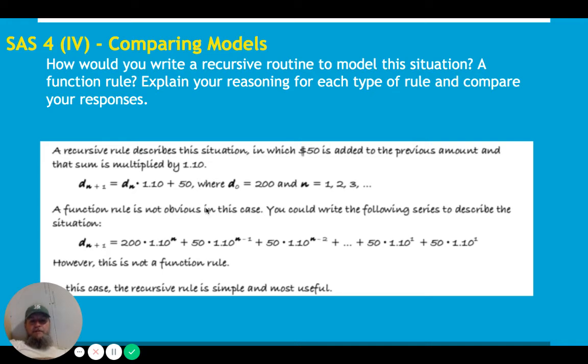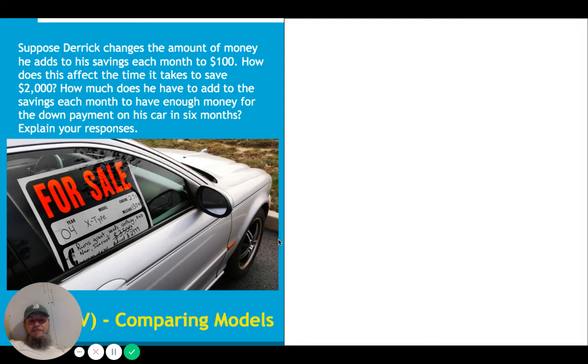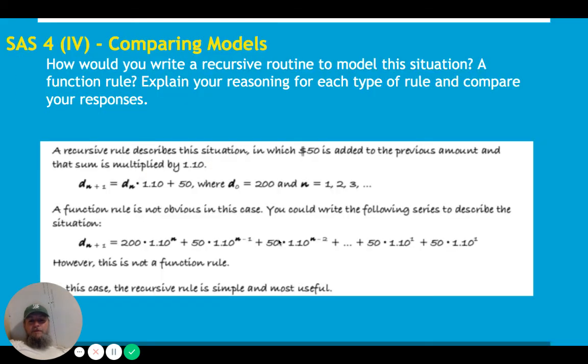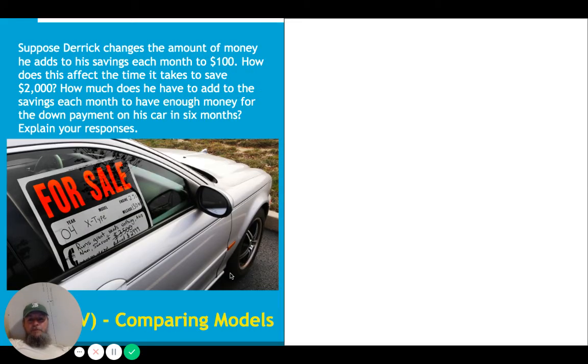Now, the function rule is not obvious in this case. You can write this series to describe the situation. D subscript n plus 1, the next value, equals 200 times 1.1 raised to the n plus 50 times 1.1 raised to the n minus 1 plus 50 times 1.1 raised to the n minus 2, and so on. But that process is not actually a function rule. In this case, the recursive rule is simple, and it is the most useful.